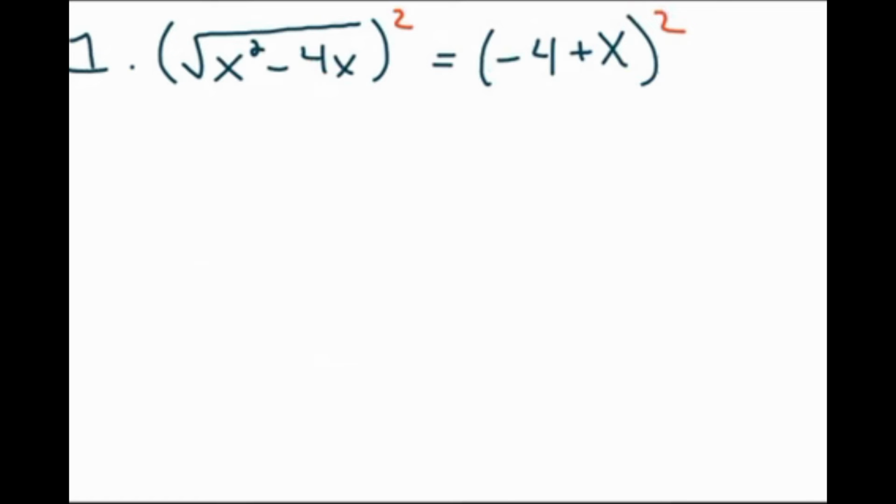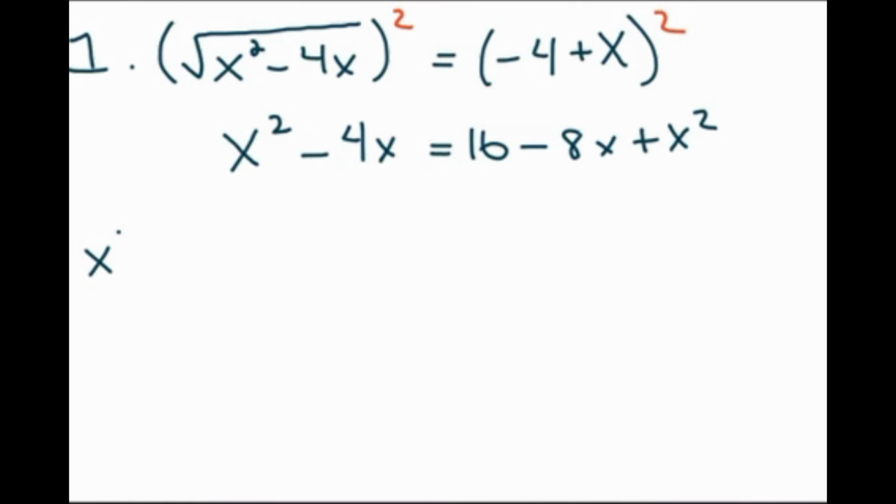Solving radical equations. Level 3. The final problem that we're going to be doing is the square root of x squared minus 4x is equal to minus 4 plus x. Contrary to the first two problems, we actually have to square both sides before we can actually get started. When you square the side on the left, you should be left with x squared minus 4x. When the other side is squared, you should get 16 minus 8x plus x squared.